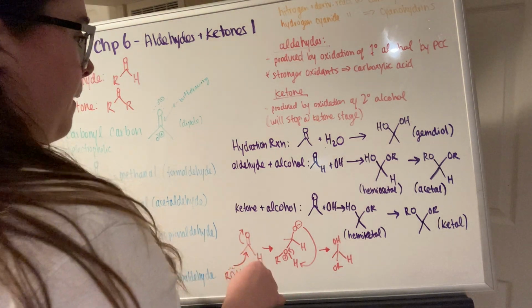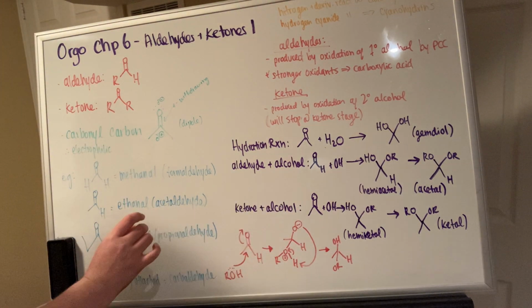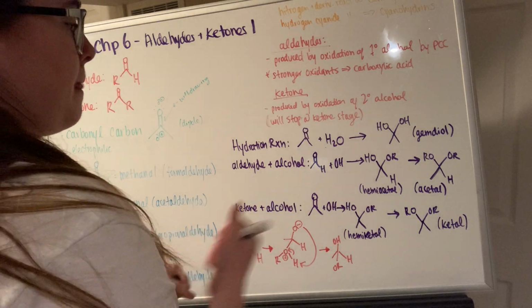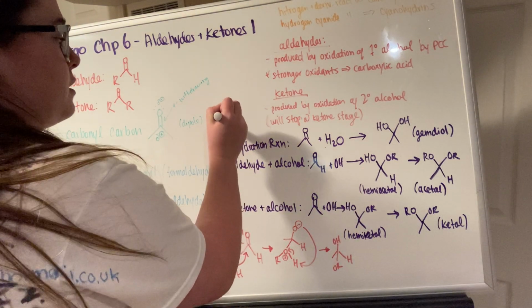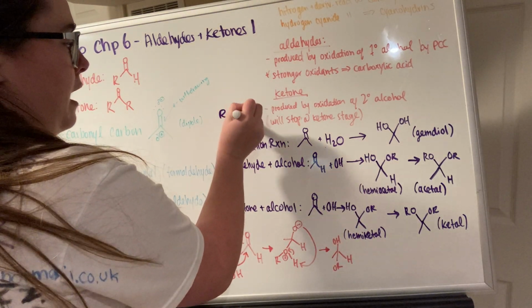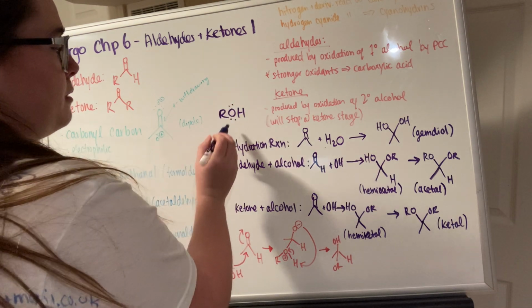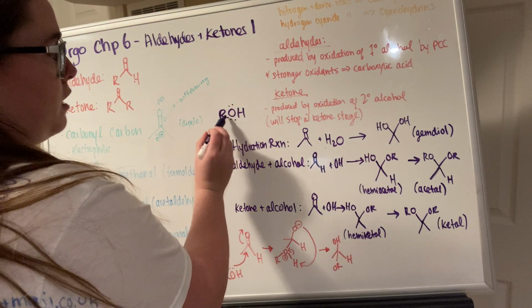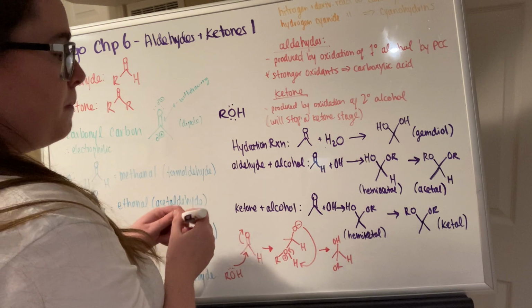And let me just get this. Yeah, so above all of those arrows, there's an ROH, which means there's oxygen with lone pairs, an R group, and hydrogen.